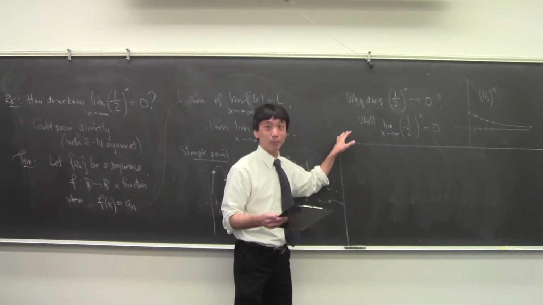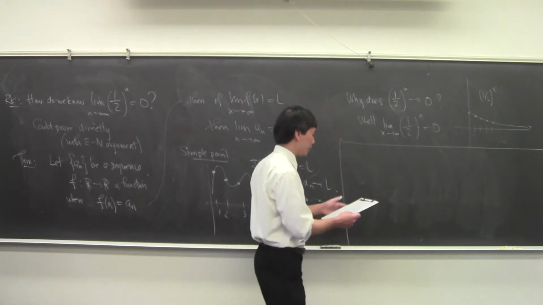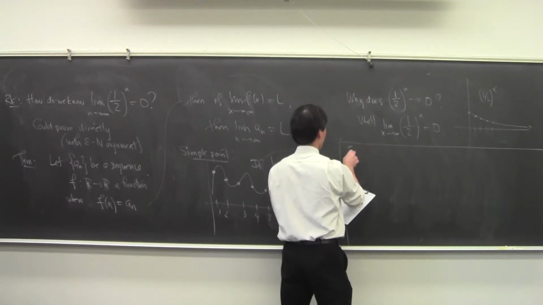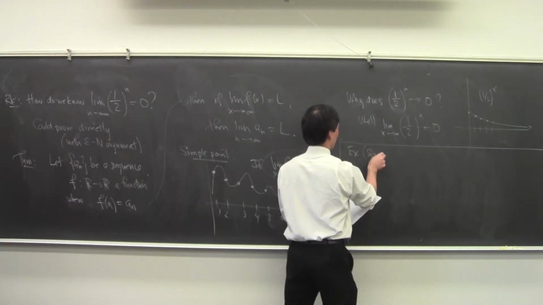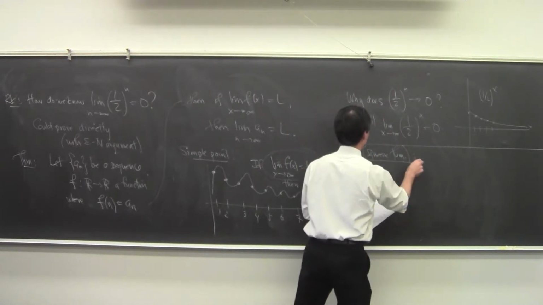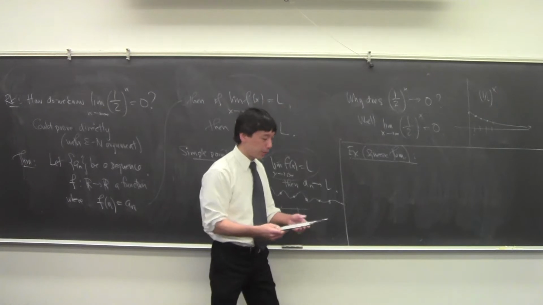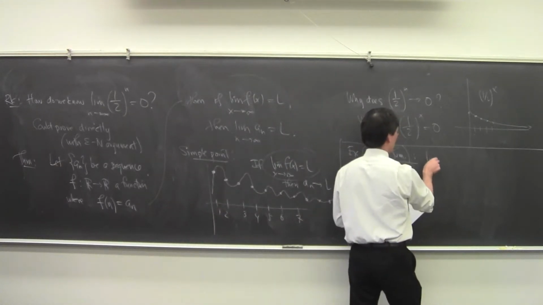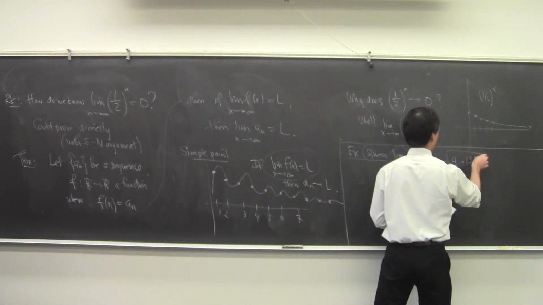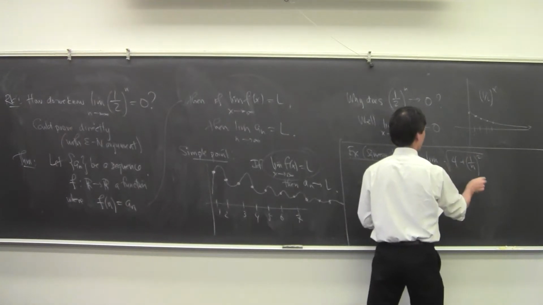I'll come back to an example of this in a second, but for right now, let me do a second example of the squeeze theorem. So here it is: the limit of the square root of 4 plus 1 over n squared as n goes to infinity.